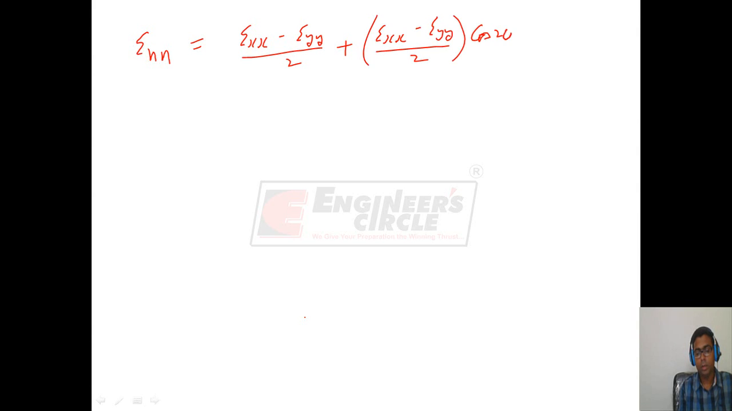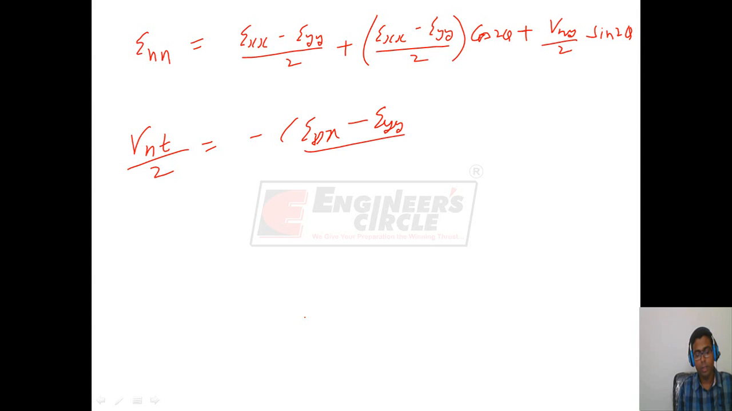We know that epsilon nn is given by (epsilon xx plus epsilon yy)/2 plus (epsilon xx minus epsilon yy)/2 into cos 2 theta plus gamma xy/2 into sin 2 theta, and gamma nt/2 is given by minus (epsilon xx minus epsilon yy)/2 into sin 2 theta plus gamma xy/2 into cos 2 theta.